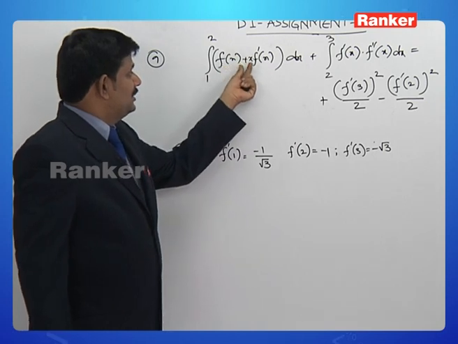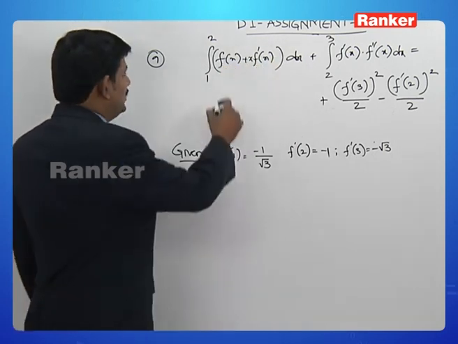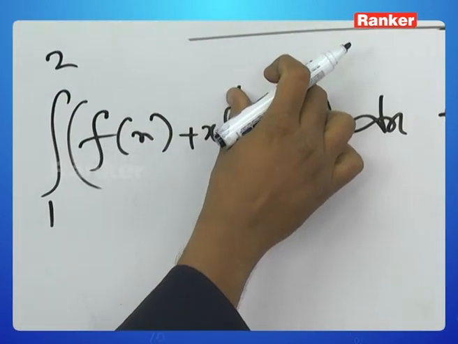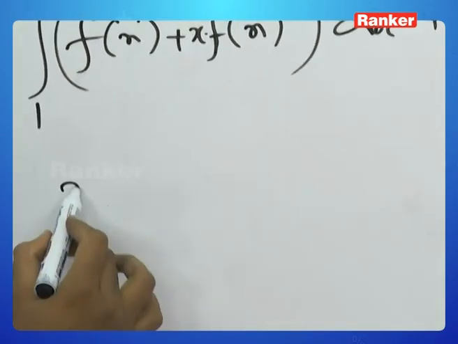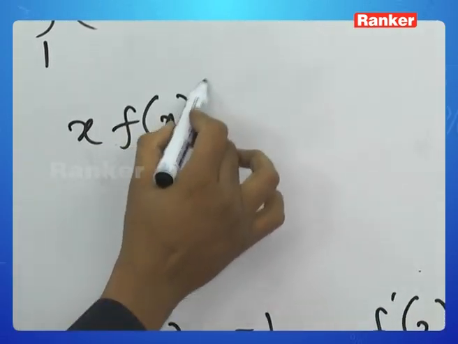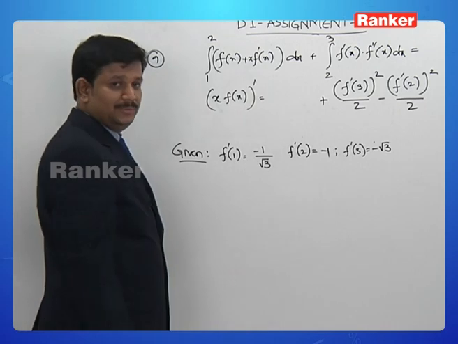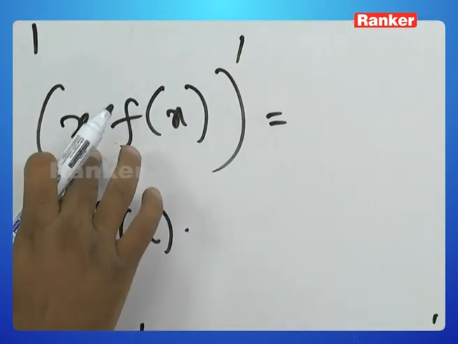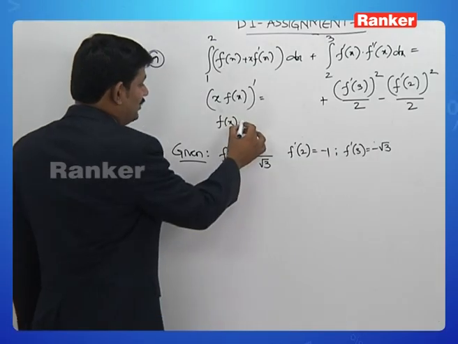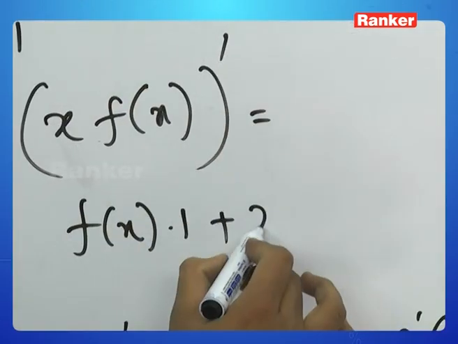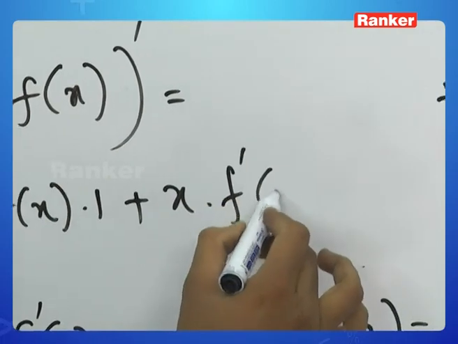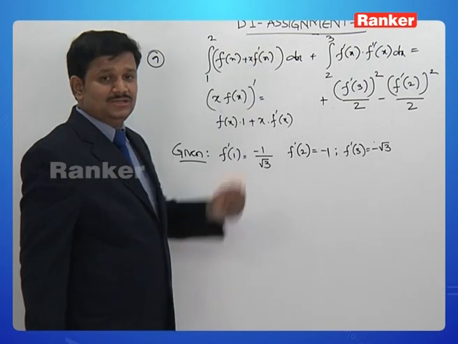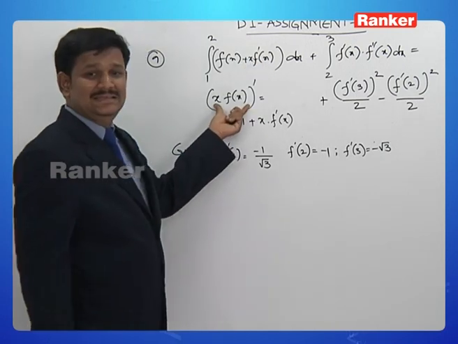f of x plus x into f dash of x is nothing but the derivative of x into f of x. When I differentiate x into f of x, the derivative would be the first function f of x into the derivative of x, which is 1, plus x into the derivative of f of x, which is f dash of x.